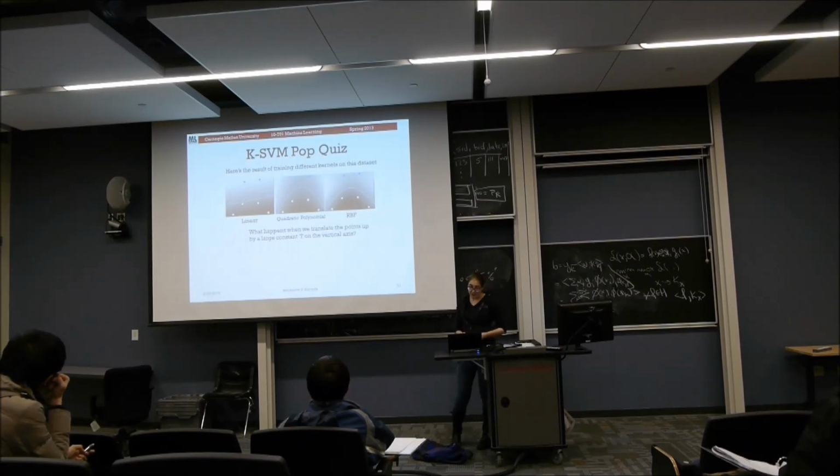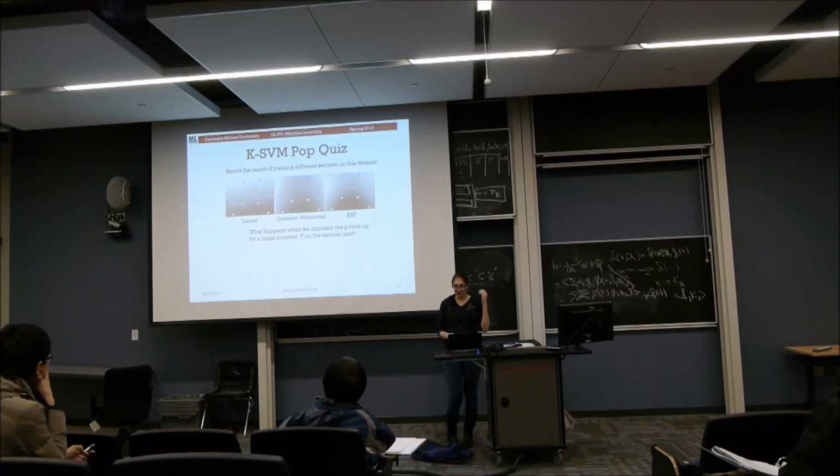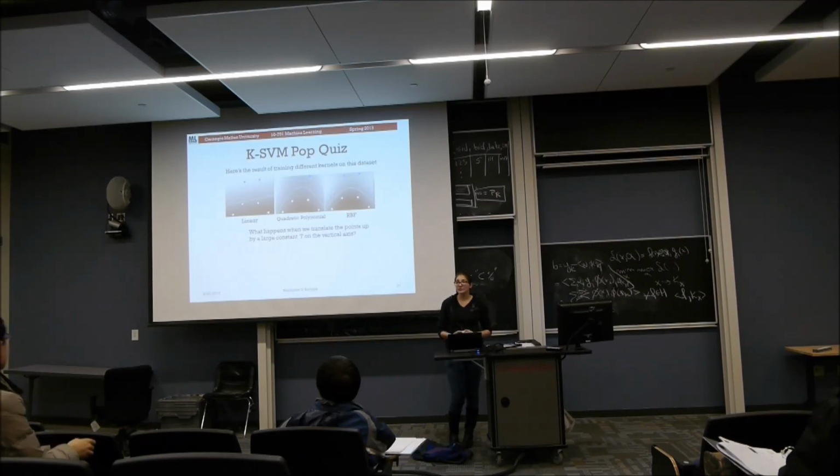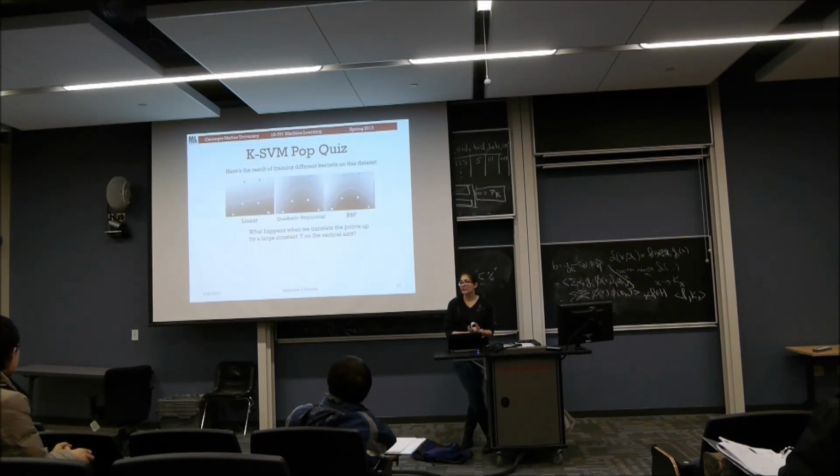So what happens when we translate the points up by a large constant on the vertical axis? What do you guys think happens with a linear kernel? You're using the same training procedure, right? But the points are shifted up on the y-axis, and they stay the same on the x-axis. Would anyone like to try that? Nothing happened?